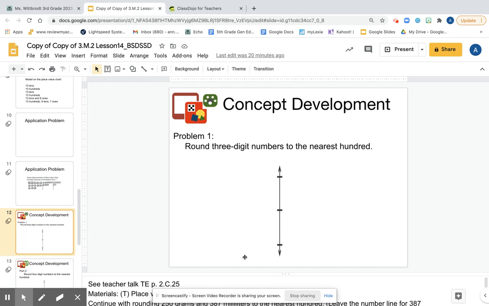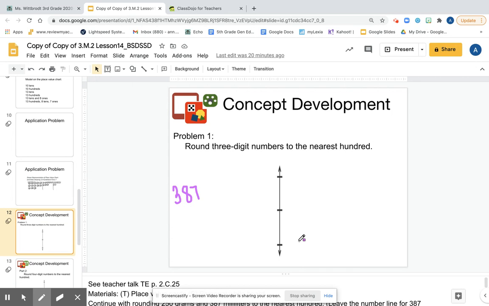We're going to round 3-digit numbers to the nearest hundred. So when we're finding midpoints between something like 20 and 30, we know that that's 25. We're finding a midpoint between 40 and 50. We know that that's 45. We've become experts at those last few weeks. But we're going to take the number 387. So let's write that to the side, 387. And we're going to round that to the nearest hundred.